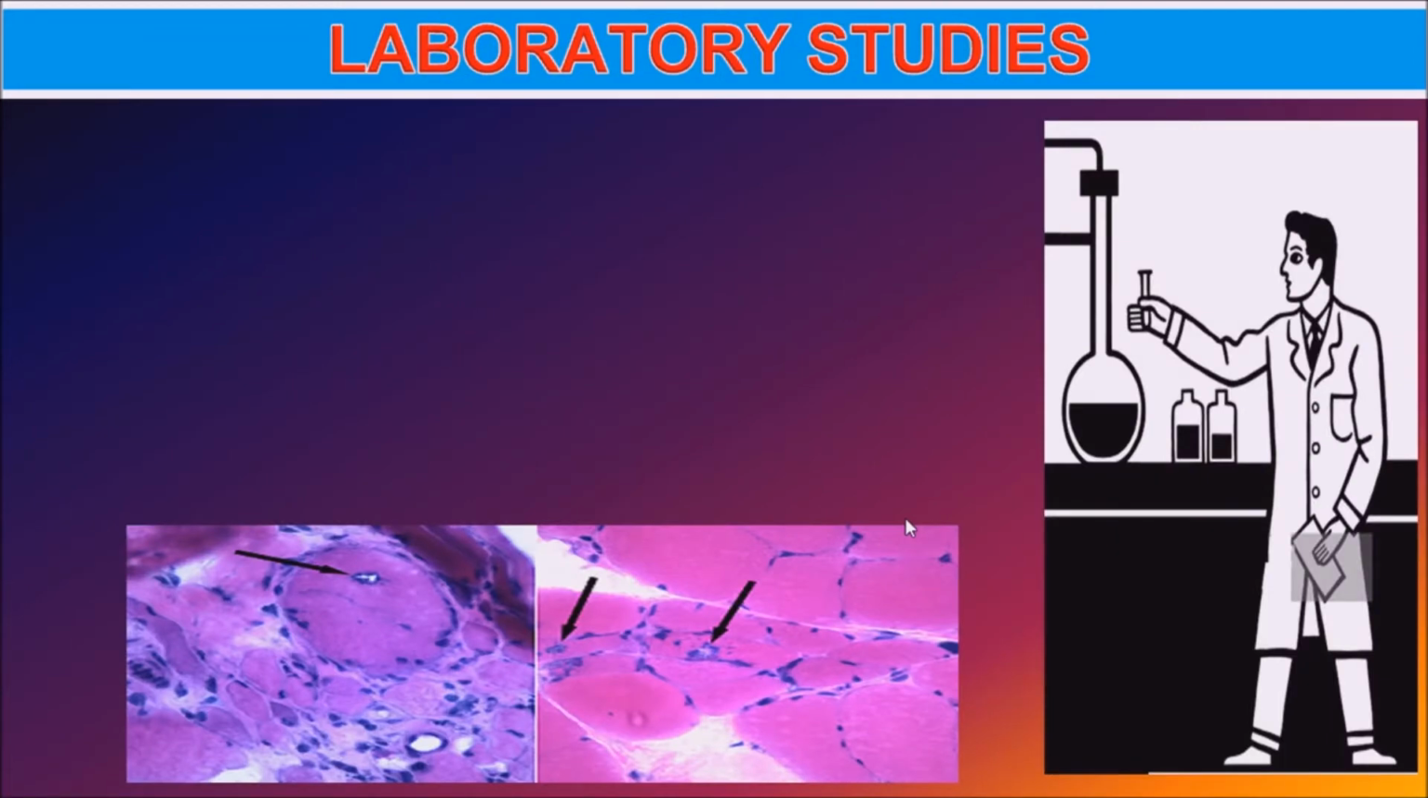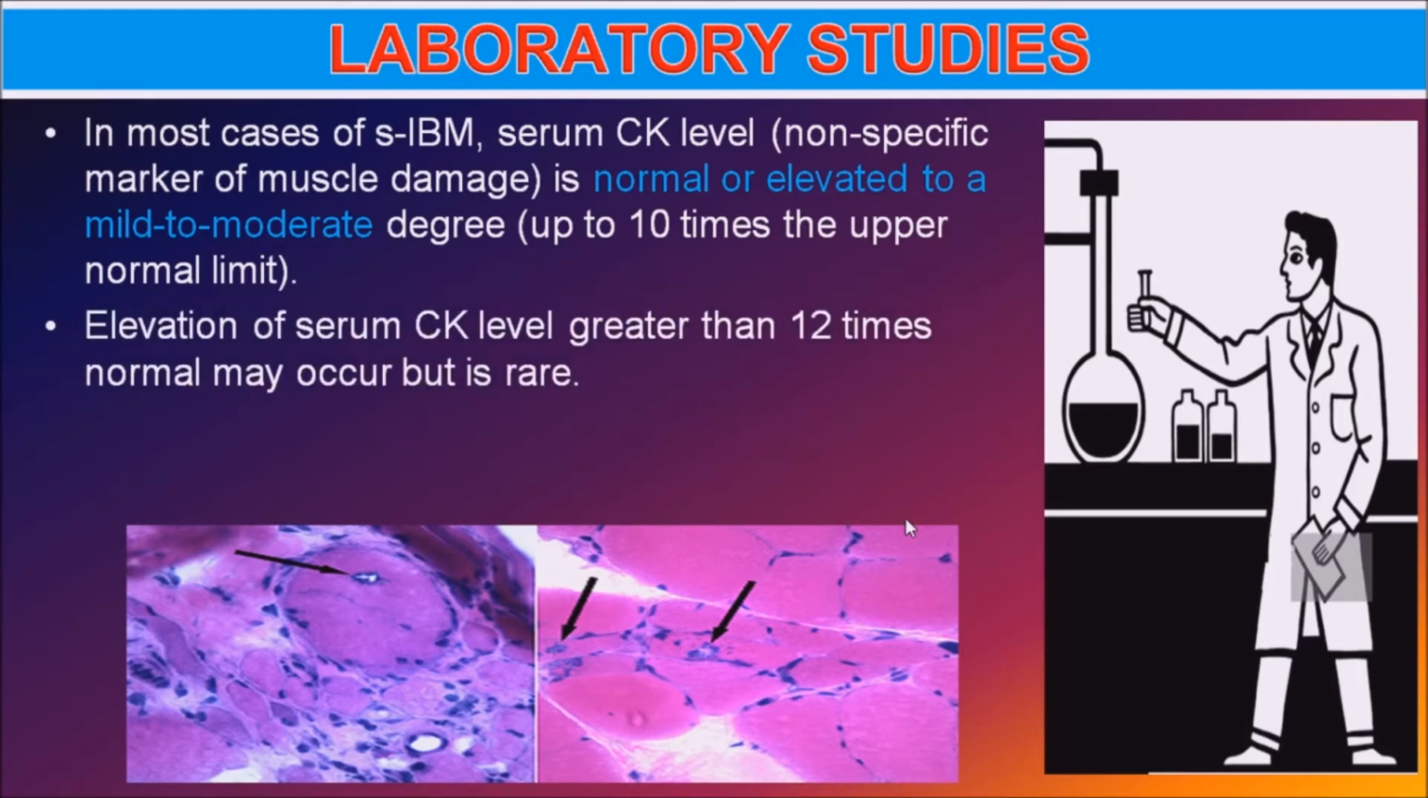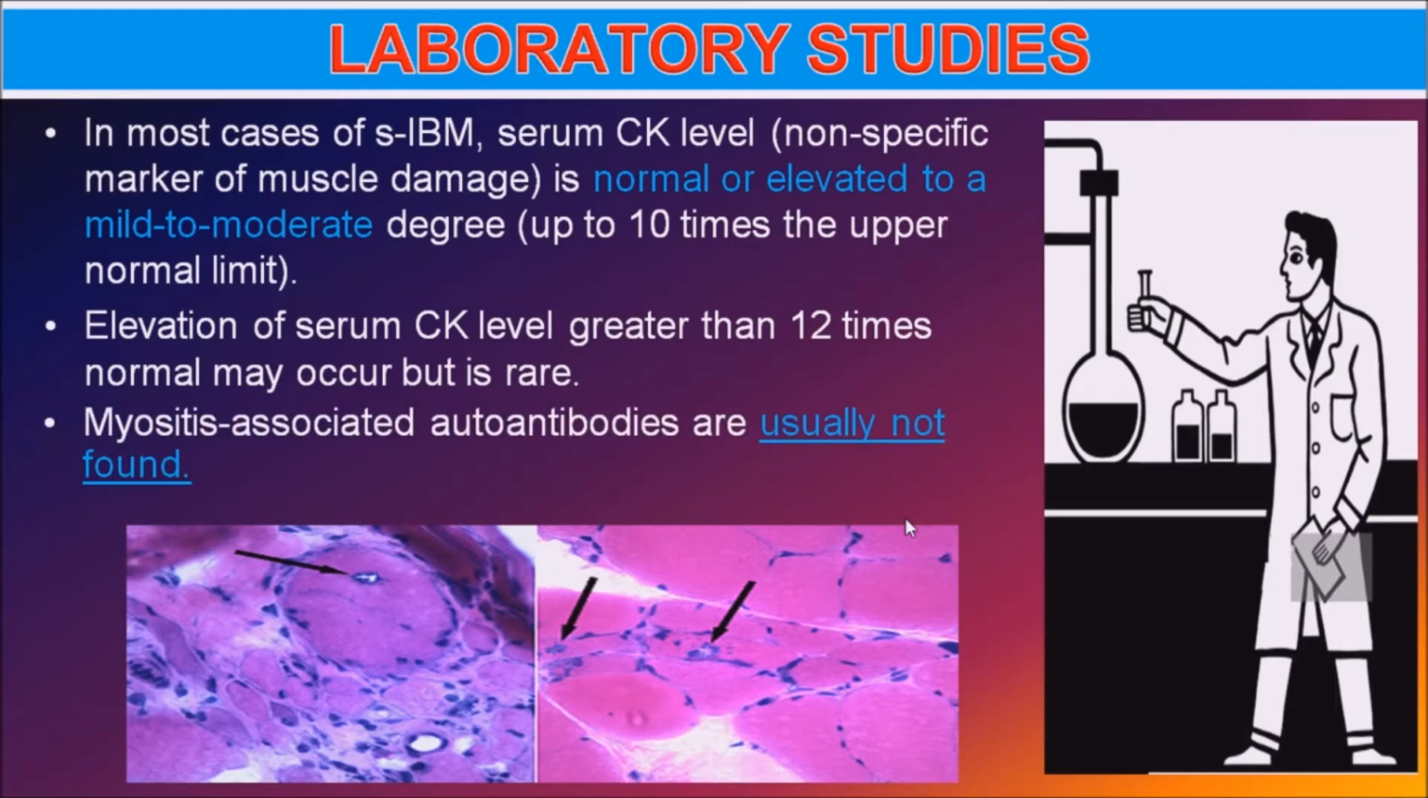Laboratory studies. In most cases of SIBM, serum CK level, which is a non-specific marker of muscle damage, is normal or elevated to a mild to moderate degree, up to 10 times the upper normal limit. Elevation of serum CK level greater than 12 times normal may occur but is rare. Myositis associated autoantibodies are usually not found.